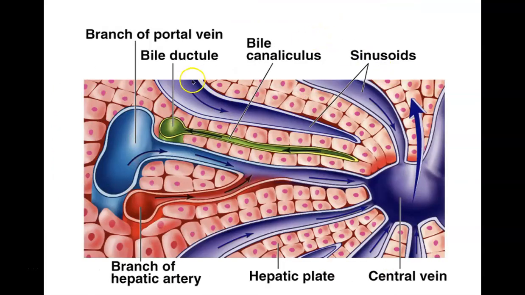Here's a closer look at that, where you have a branch of the portal vein, the bile ductule, and the hepatic artery branch, again, all moving towards this central vein here.